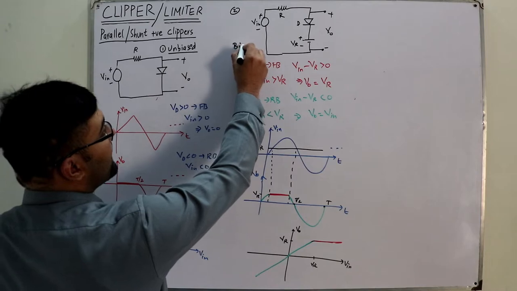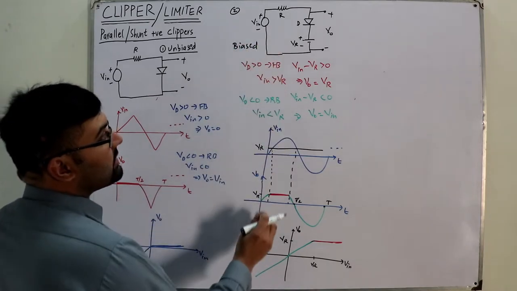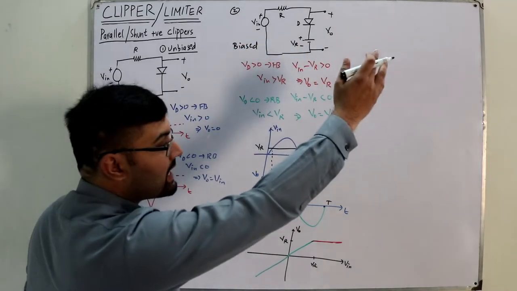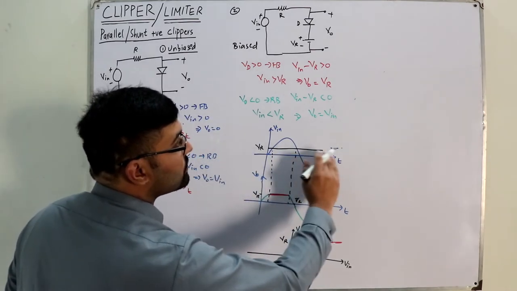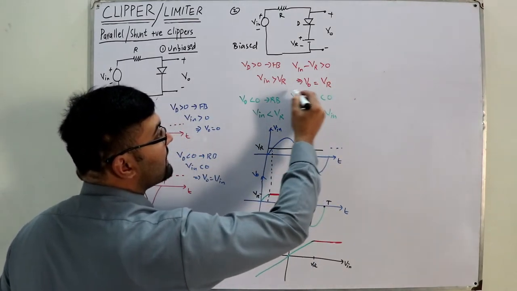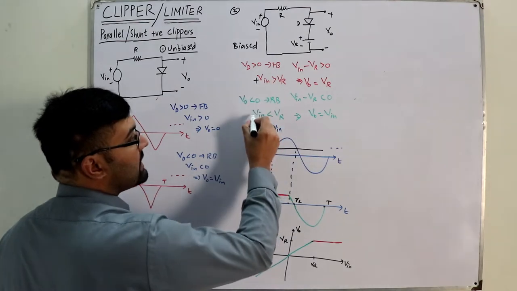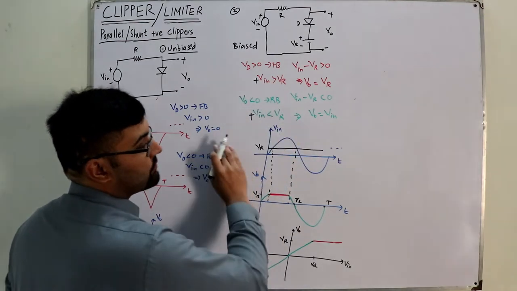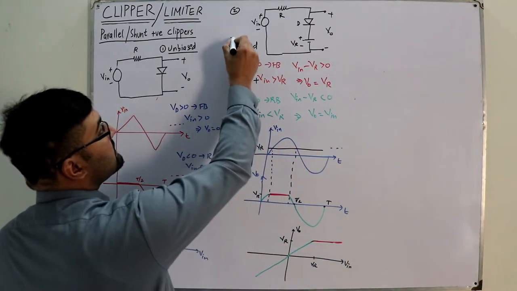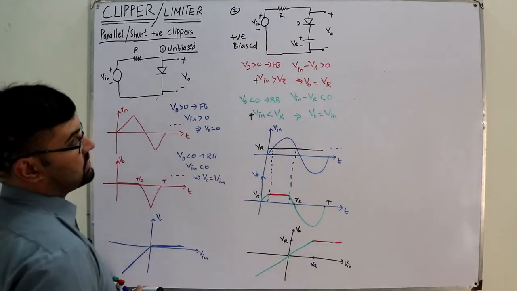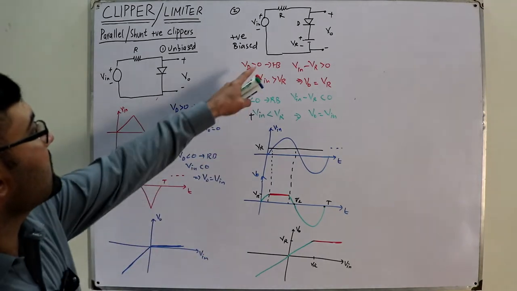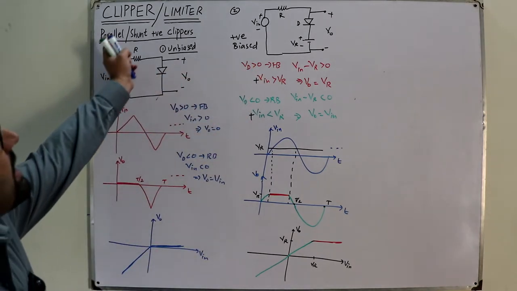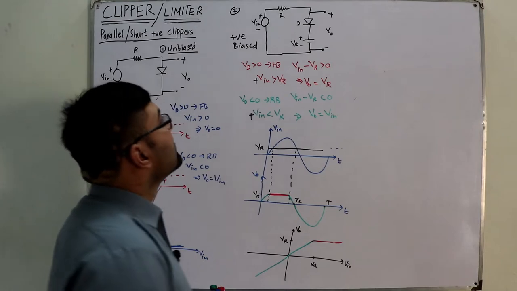And what sort of a biasing is it? So have a look at the reference voltage polarity. I told you to take the input sign as positive. And what sign is the VR? VR is positive. So if VR is positive, this is a positively biased clipper. So this circuit is a positive biased parallel positive clipper.